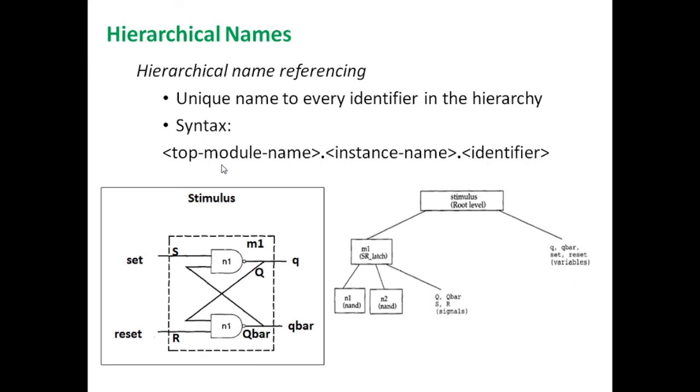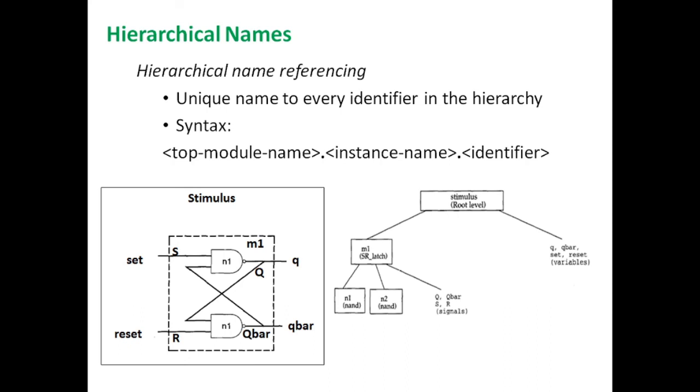During hierarchical name referencing, I have to start always with the root module or the top module, at any time. For example, let us say I have some identifiers: q, q bar, set and reset for my SR latch. Of course, they are input output ports, but they are something in the module, so let me call them identifiers.